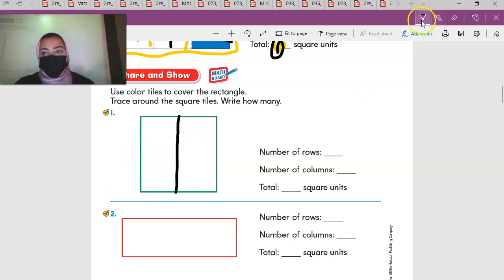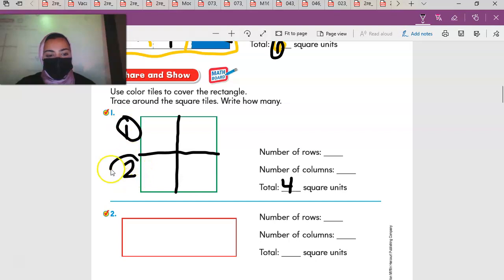All right. So if you draw kind of like a big plus sign, then that's actually 4. So there's 4 total squares. Now we have to find out how many rows and columns. Remember, row is side to side and column is up and down. So let's see how many rows. We have 1 row, 2 rows. There are 2 rows. Well, now how many columns up and down? 1, 2. There are 2 columns.